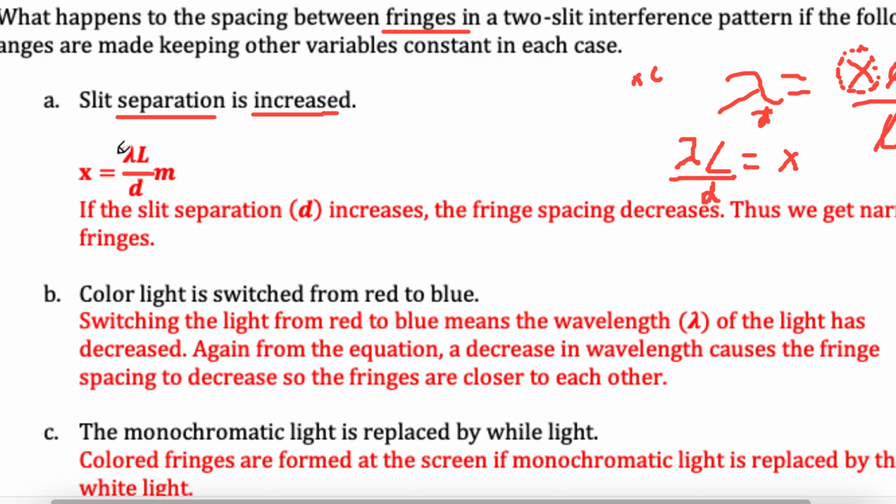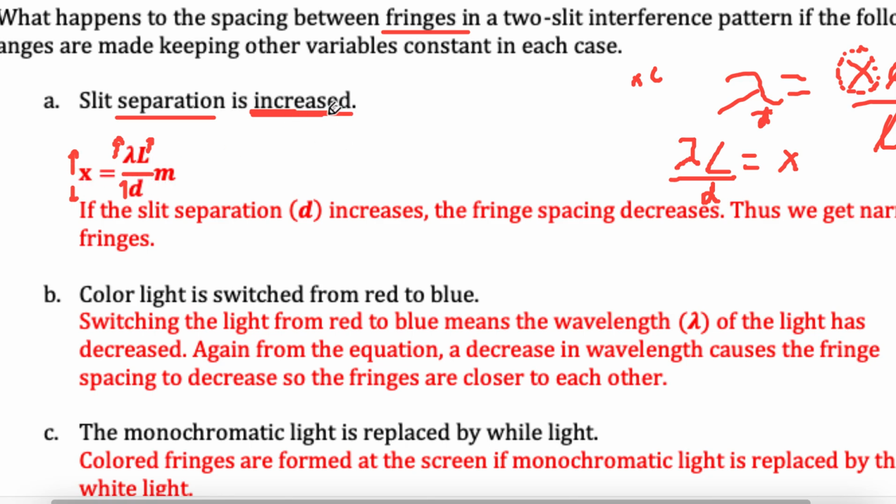What does that mean? If I increase my wavelength or my length, the distance from the screen, x will increase. If I increase the slit separation, then x will have to decrease because I'm dividing by it. I'm making the fraction smaller: 1 divided by 2, 1 divided by 4, 1 divided by 8. The number gets smaller. So the slit separation is increased, which means the fringe spacing must decrease. These two are opposite each other.